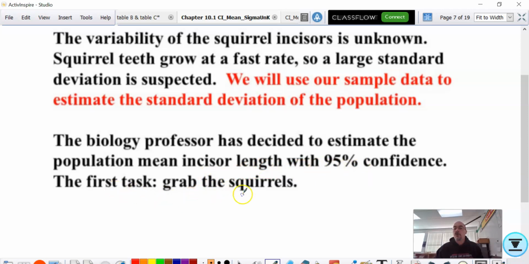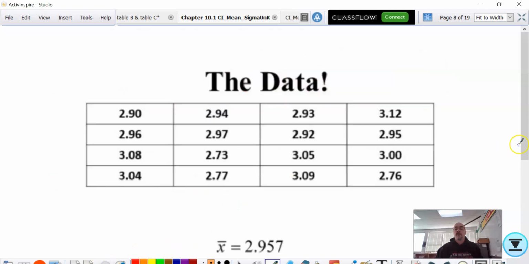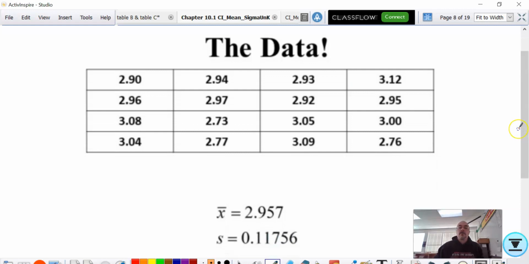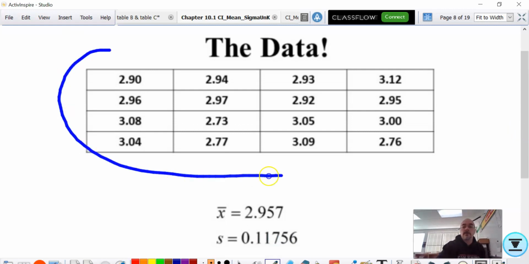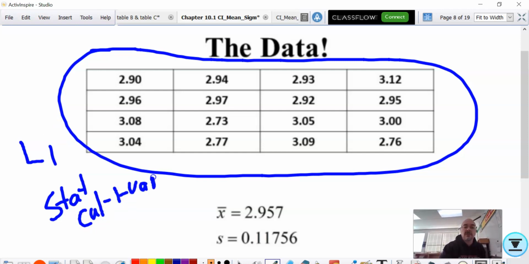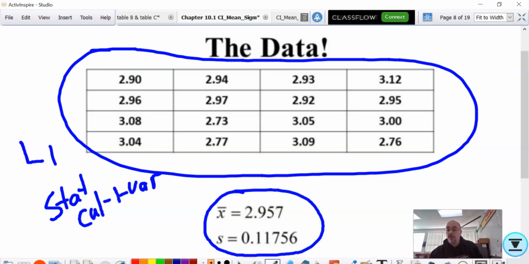The first task, grab the squirrels. Here's our data. Now, remember, it's been a while. We can then put this data in list 1. Okay, then we can do the stat, calculate, one variable stats, and the calculator is going to spit out that information. So the calculator put all of that in list 1, stat, calculate, one variable stats.